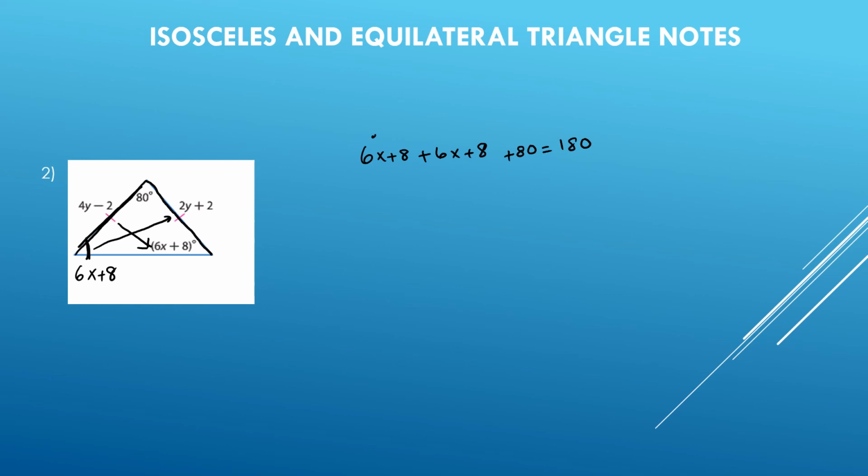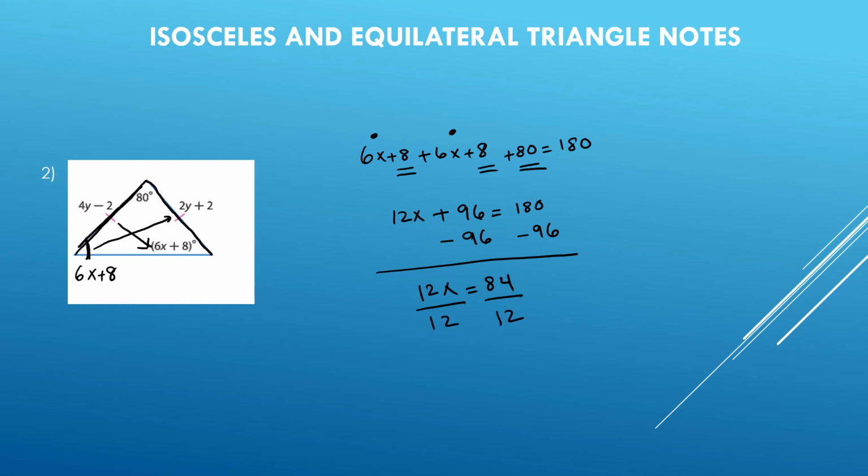Combine like terms. So we'll add 6x and 6x together and the constants together. So 12x plus 96 equals 180. To solve for x, we'll subtract 96 from both sides. So 12x equals 84. And the last step will be to divide by 12. So x equals 7. Again, please don't put the degree symbol on 7 just because x is not representing the angle. It's a part of the expression 6x plus 8.